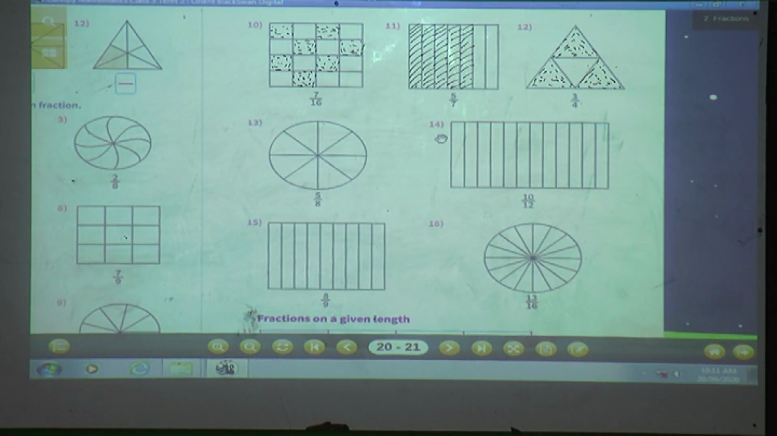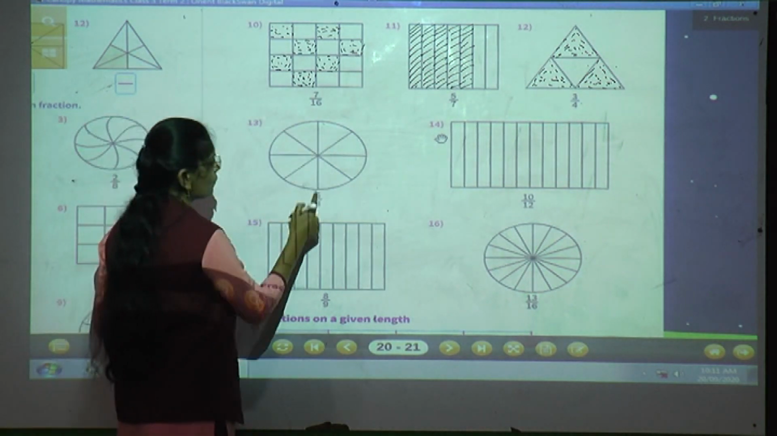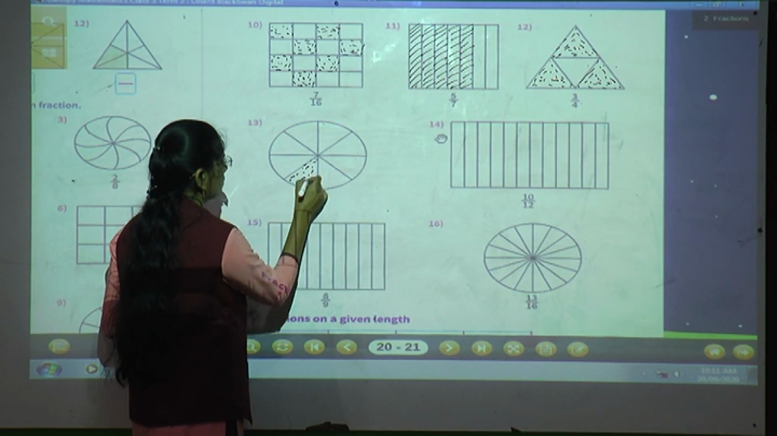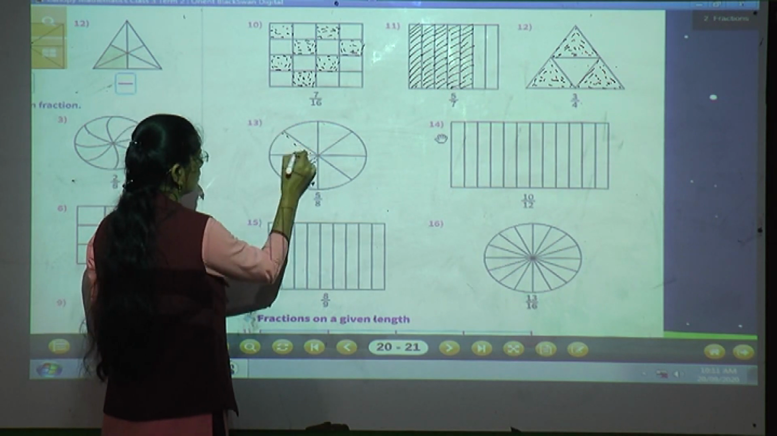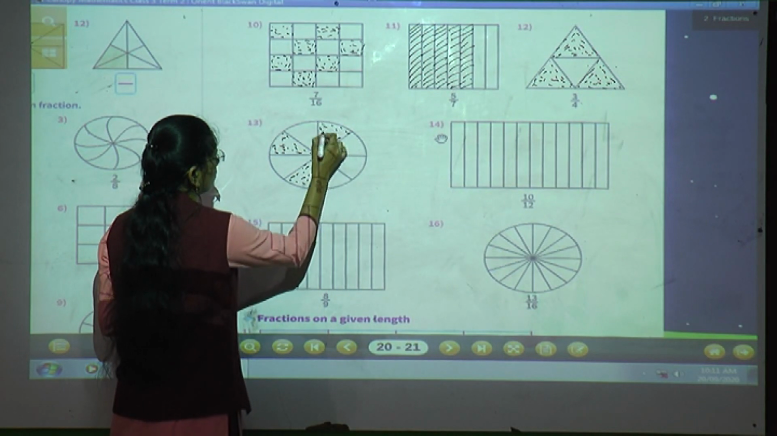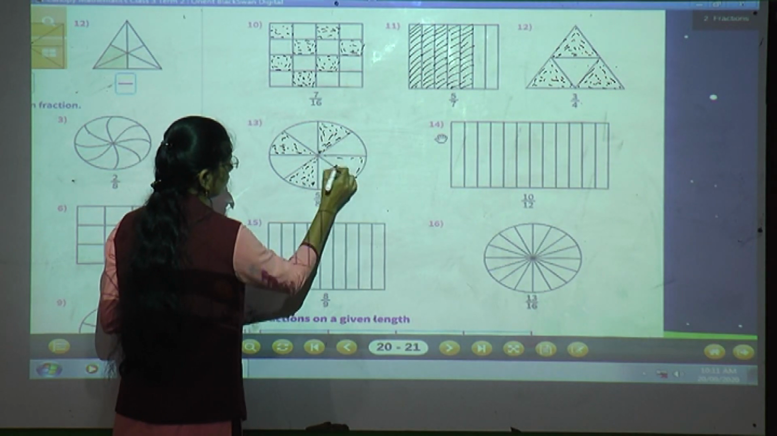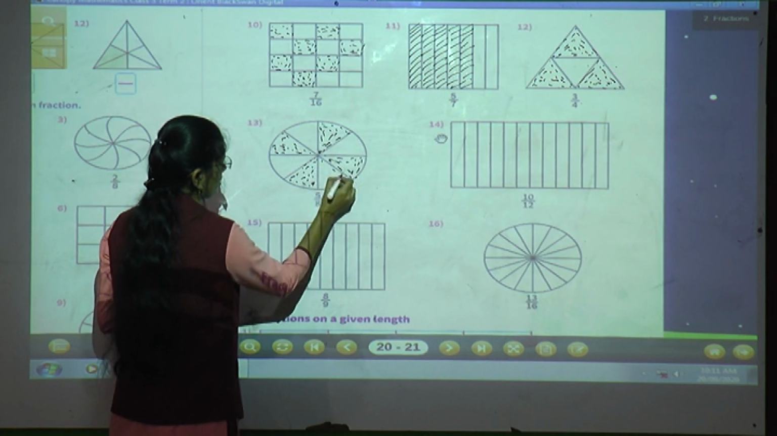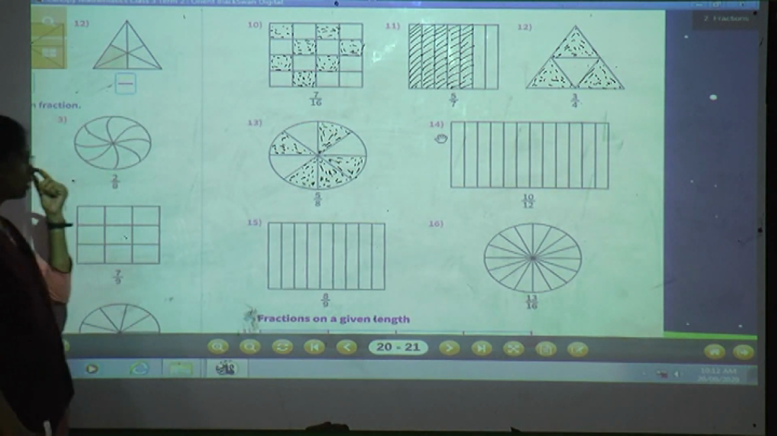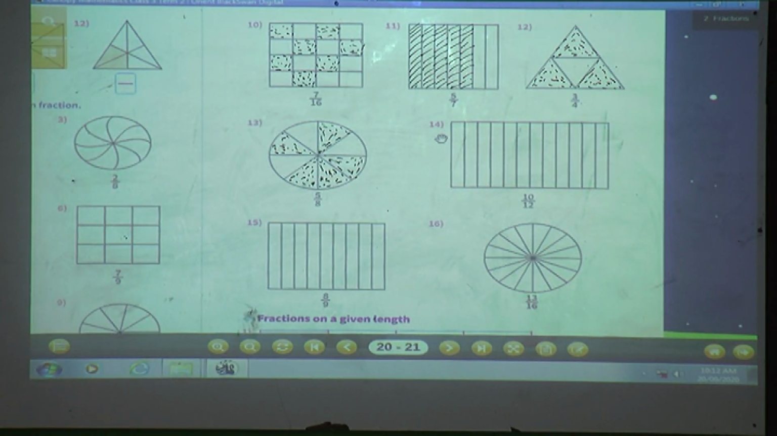Okay. Now see the next example. Read the fraction, given fraction 5 by 8. Now here 8 parts are there, and out of 8 parts we have to color 5 parts. So color the 5 parts. 1, 2, 3. This is 4th one, and this is 5th one. Okay, out of 8 parts we have to color 5 parts. So this is the fraction 5 by 8.